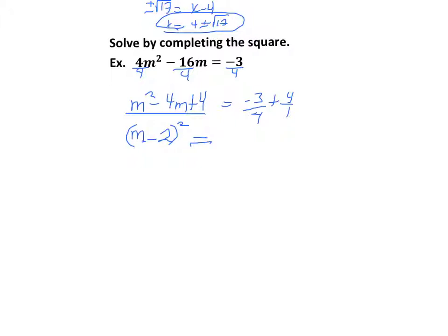Okay, and this equals, what's negative 3/4 plus 4? Okay, how many fourths are in 4? 16 fourths in 4, right? Because 16 over 4 equals 4. So if I have 4 pies and I cut each of them into 4 pieces, how many pieces have I got? 16. So there's 16 fourths in 4. So this gives me 16 minus 3 is 13 fourths.